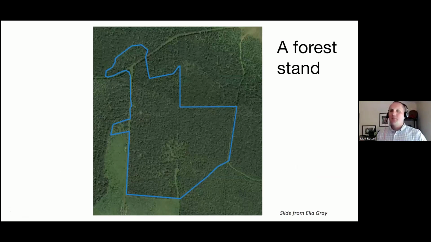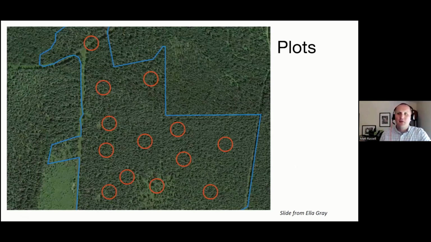So here's just an example of a forest stand. You might have many of these across the landscape. We have lots of inventory plots measured inside of that forest stand. This is an example of that nested design, plots within stands, within ownerships, that we might be looking at.